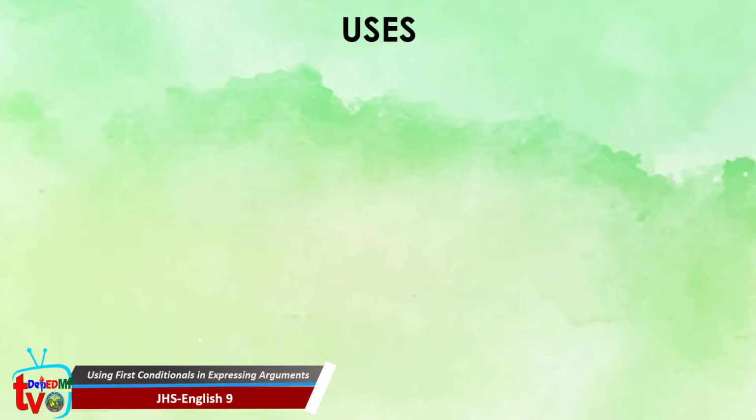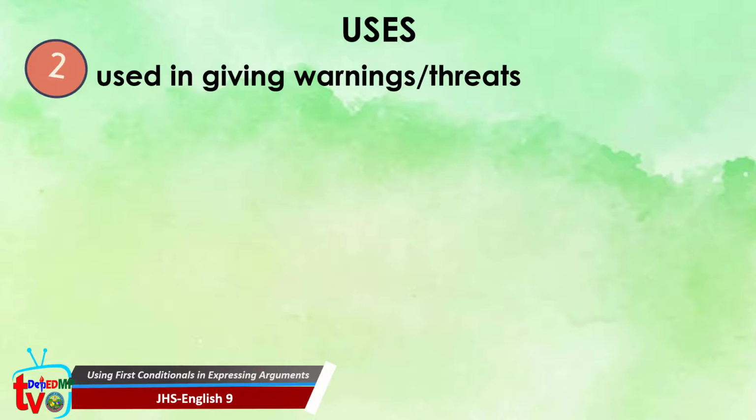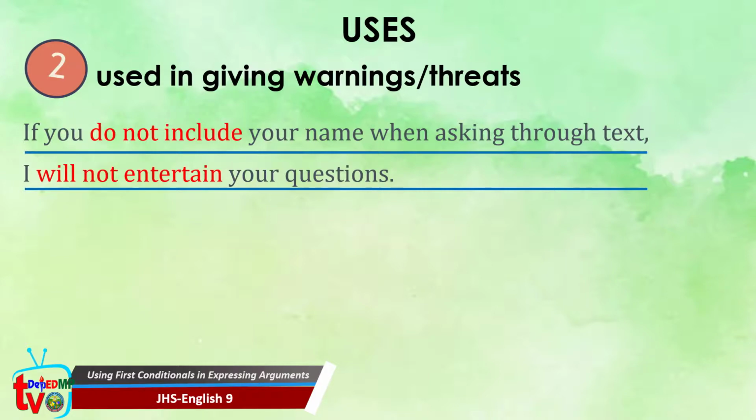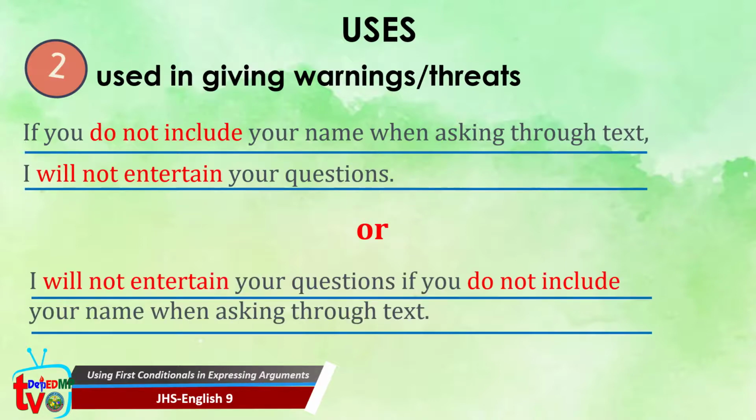The second use is first conditionals are used in giving warnings or threats. Warning is a statement about a possible problem or danger. A threat is a statement that someone will harm you or cause problems for you if you do not do what they want you to do. An example is, if you do not include your name when asking through text, I will not entertain your questions. Or, I will not entertain your questions if you do not include your name when asking through text. In here, the teacher is warning the student about the probable result if he or she does not do what he or she is told to do.